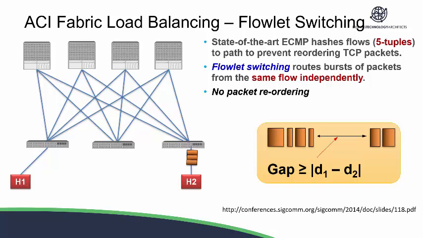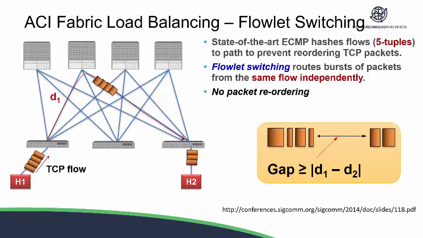ACI is also a Clos fabric, so there's deterministic latency. In this case, this is flowlet switching. We want to remove the elephant in the mouse, so we don't want large flows supplanting small flows. This topology allows us to hash flows amongst 5 tuples so we can prevent reordering TCP packets. So there's no packet reordering. ACI can take a flow and disperse it across multiple links. Time synchronization, which is NTP, is very important and prevents out-of-order delivery.